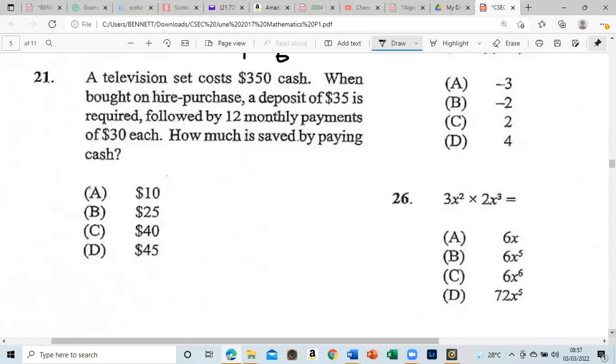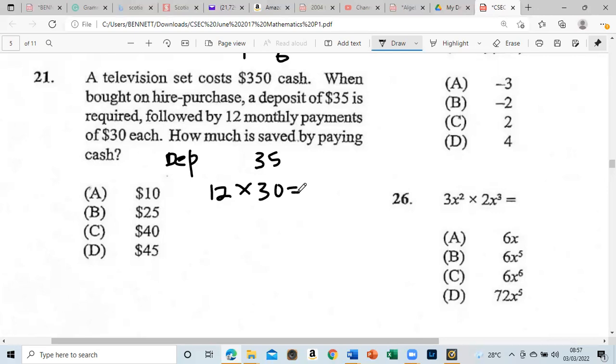All right, so it says a television set costs $350 cash. When it's bought on hire purchase, a deposit of $35 is required, followed by 12 monthly payments of $30. How much is saved by paying cash? So let's just read it back. The cash price is $350, and when bought on hire purchase, there is a $35 deposit that you pay down first to get the credit. And then 12 months of $30.